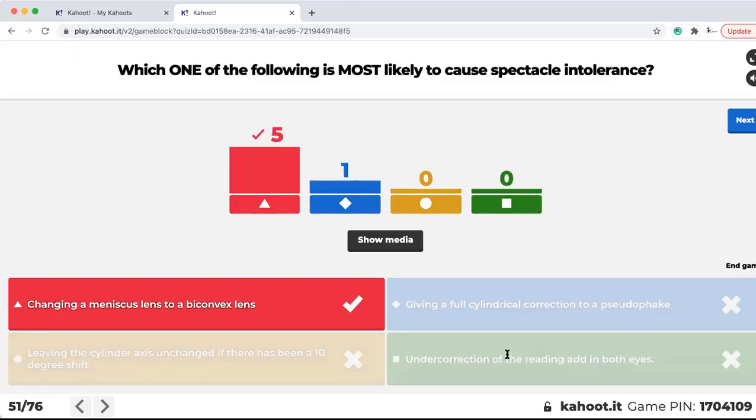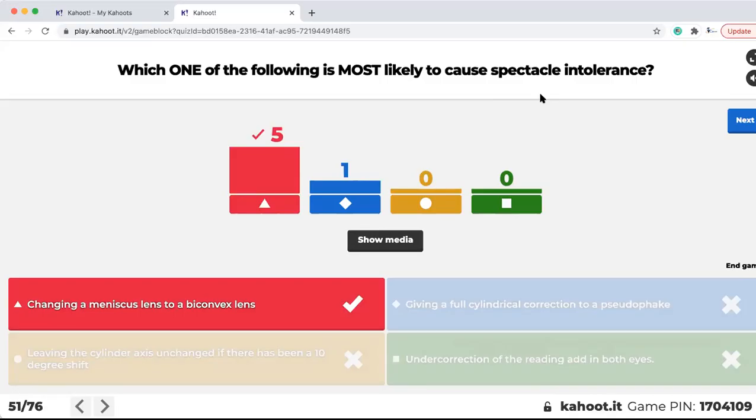Finally, under correction of the reading aid in both eyes. So under correction of the reading aid will not cause spectacle intolerance. Spectacle intolerance means that the patient is annoyed from the spectacle. It causes eye strain. The under correction of the reading makes the patient unable to read well at the regular distance, and he will just take the book further away in order to read, but it will not make him intolerant to the glasses. It will not make him unable to accept the glasses.